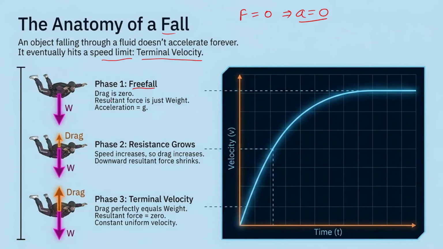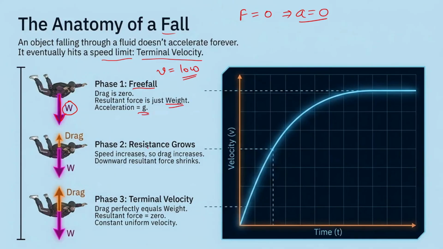Let's divide it into three phases. First, you can see a person skydiving. At first he has only the force downward, which we call the weight due to the earth's gravity. So the initial speed is 0, very low. And we have seen that drag should be low when the velocity is low. The resultant force is just the weight, due to the acceleration of the earth.